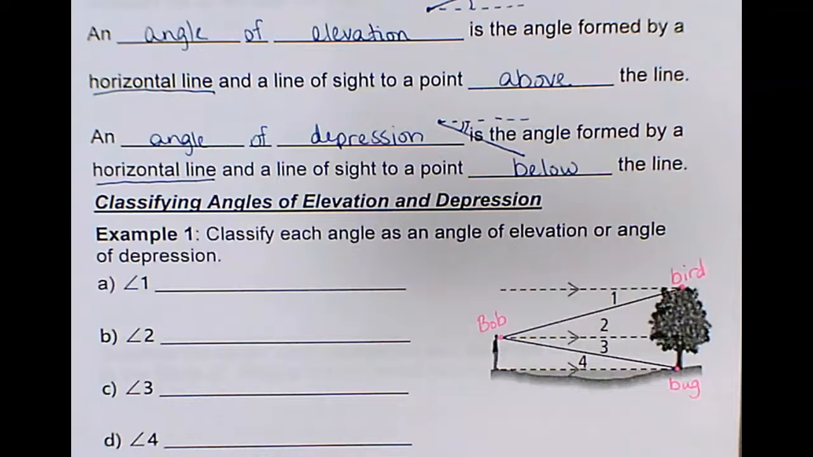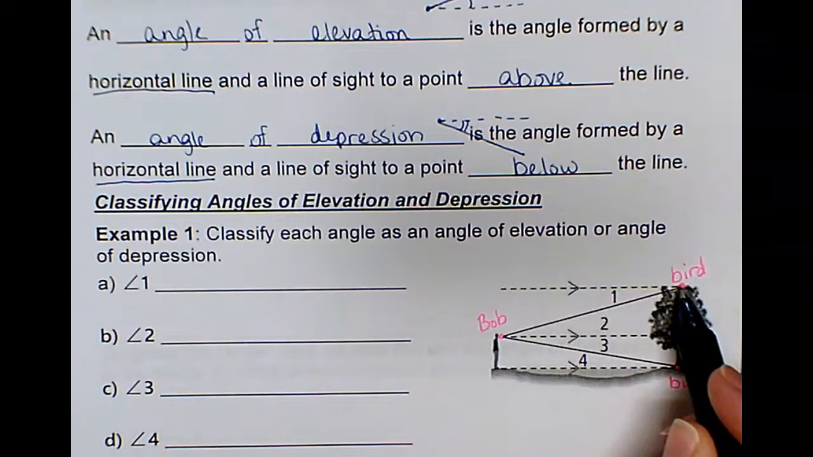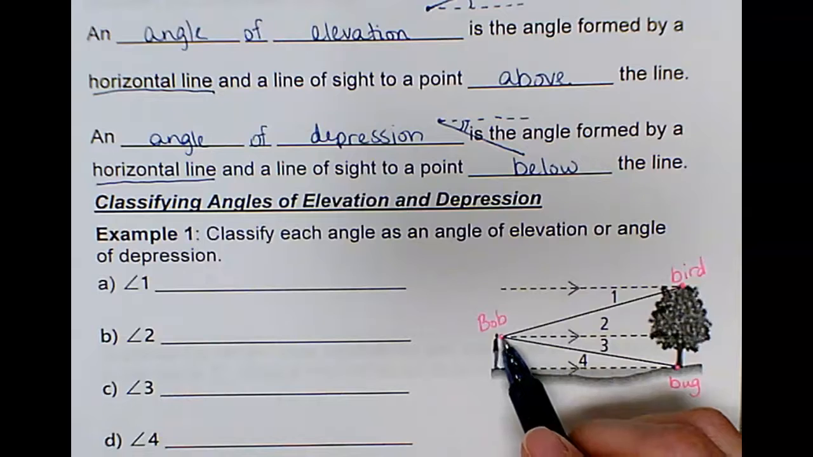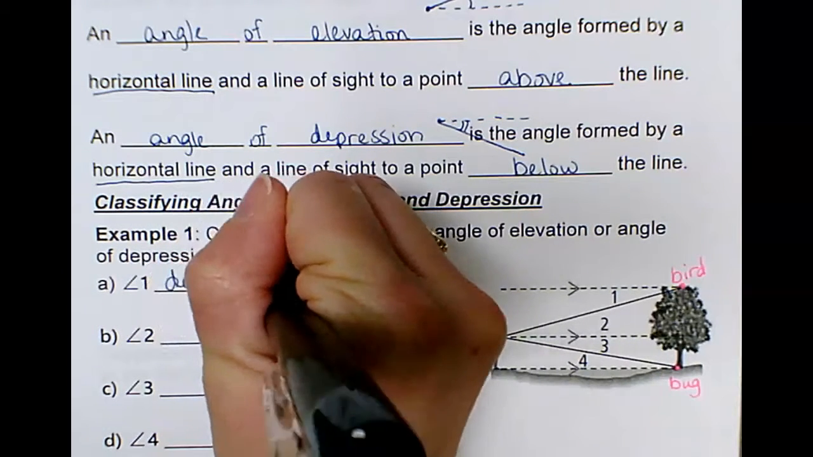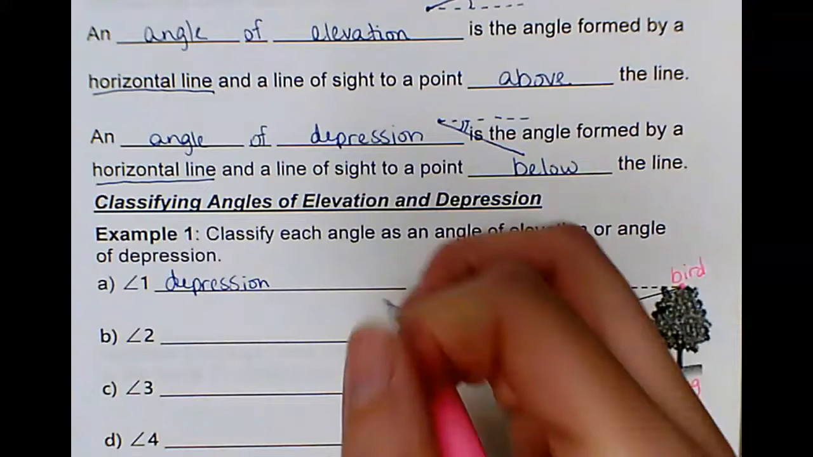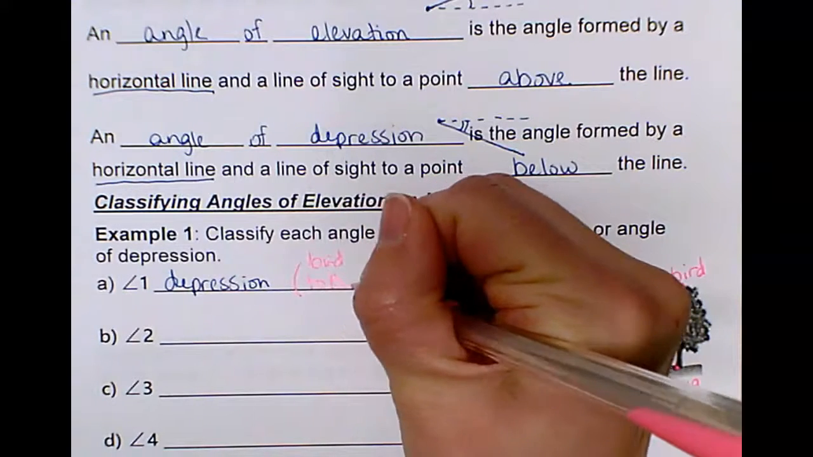In angle 1, notice that it's created with a horizontal line, and then a line to something that is underneath the line. So that's an angle of depression. What is at the vertex of that angle? Bob, the bird, or the bug? The bird. The bird is at the vertex of angle 1, and so the bird is doing the looking. And what is the bird looking at? If he's looking to something below the horizontal line, he's looking at Bob. So this is the angle of depression where the bird is looking to Bob. Bird to Bob.